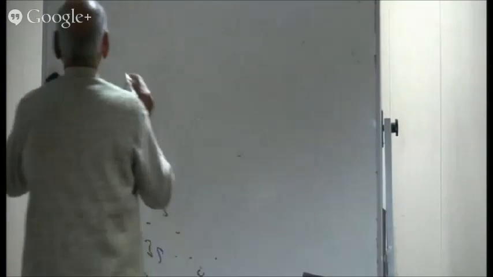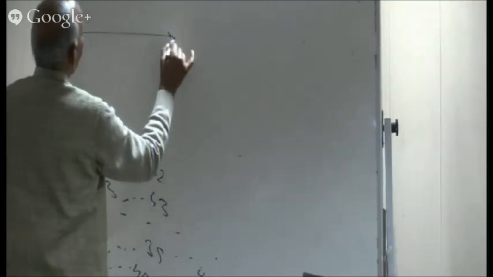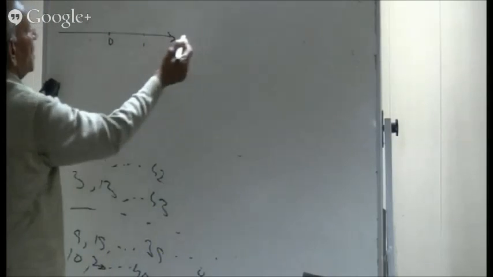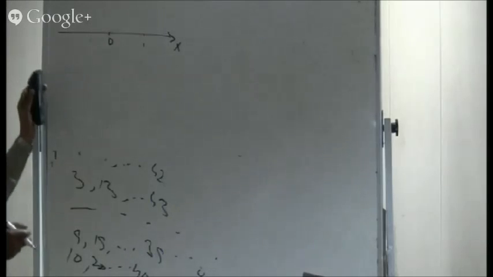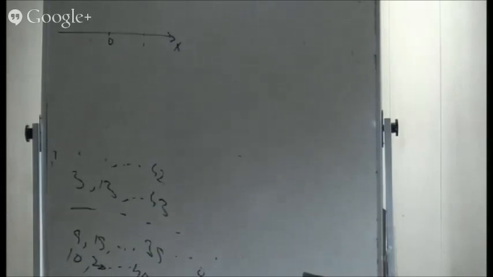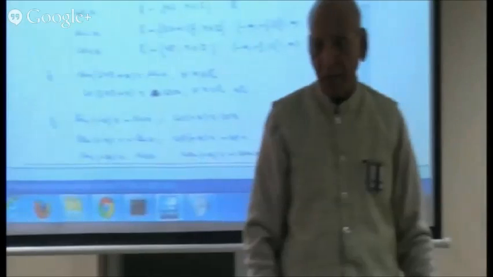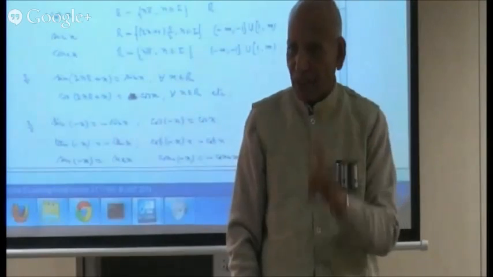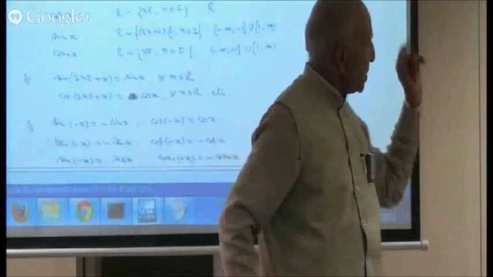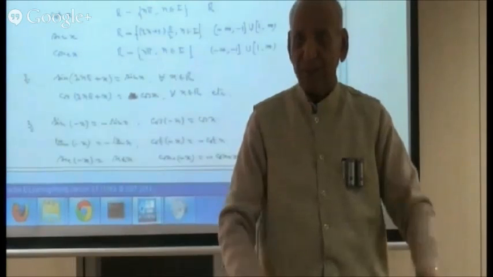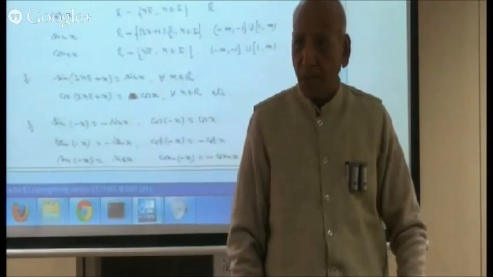You know that all real numbers can be represented on a line. Here is the real axis, origin, say 1 unit, 2 units, 3 units, minus 1 unit, like this. Every real number can be represented by a point on the line. Corresponding to every real number we get a point on the line, and corresponding to every point on the line we get a real number. Is it right? Now, can you represent these real numbers on a circle?